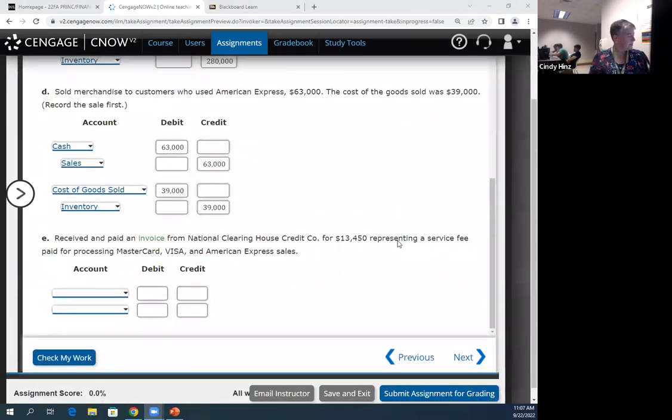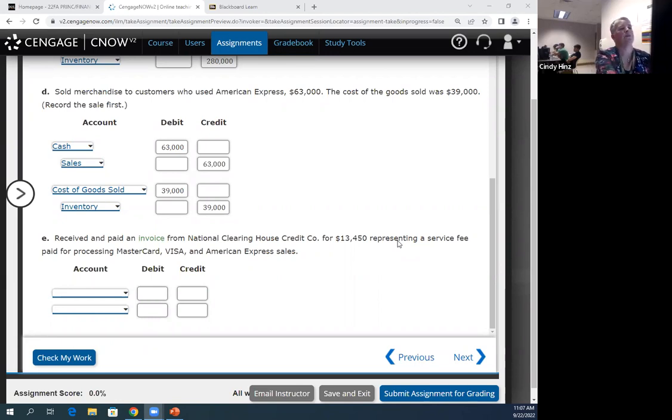And then to finish up this exercise, letter E says, now we have to pay the bill. The bill comes from the National Clearinghouse Credit Company for $13,450, which is the service fee that we have to pay for processing all of those credit card sales.